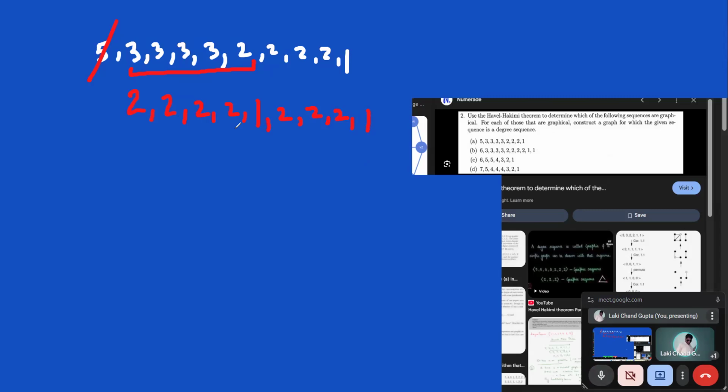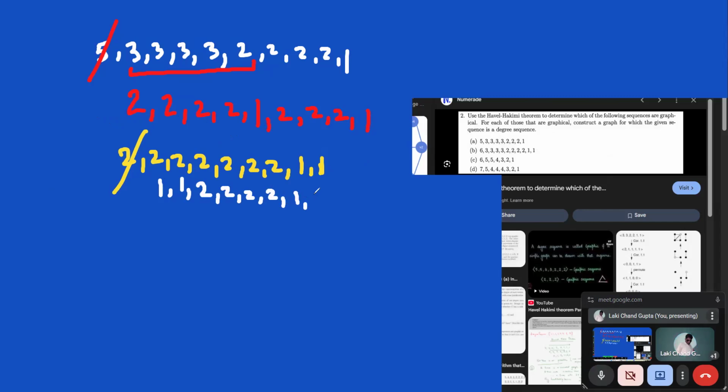Understood? Now again arrange this into descending order. When you remove this, only 2 remaining adjacent vertices are subtracted by 1, 1. So it becomes 1, 1. The others will be the same, right? Again arrange this into descending order.